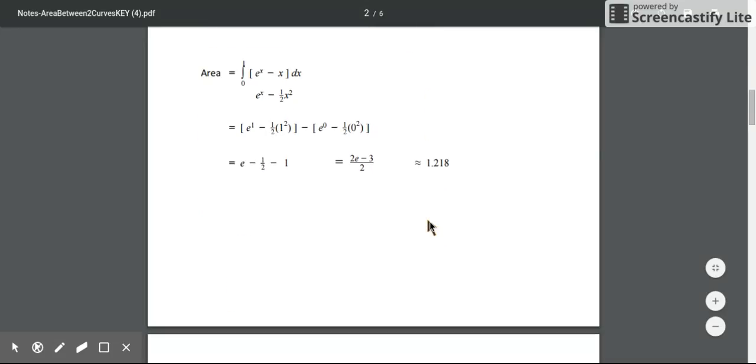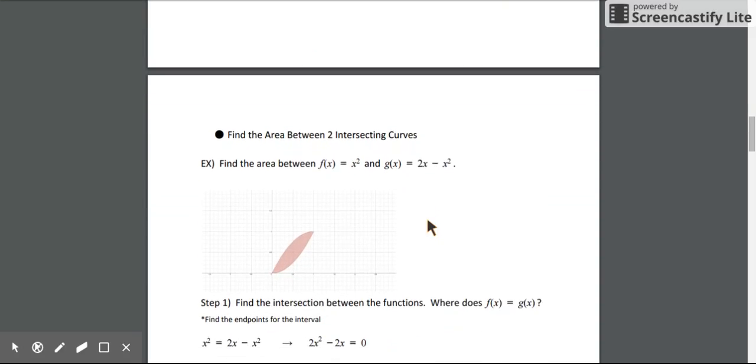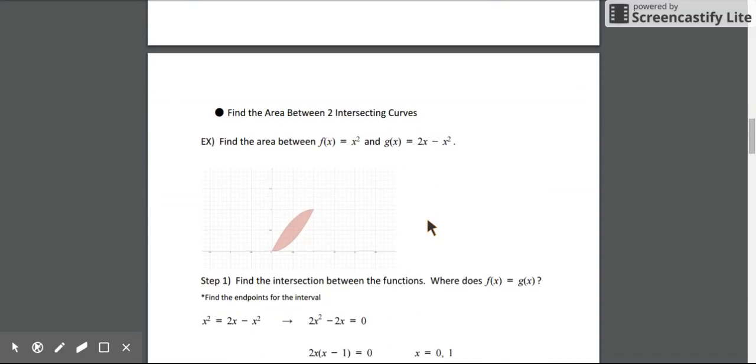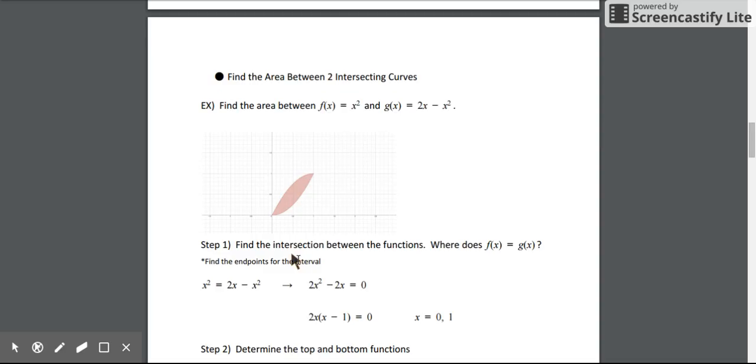Sometimes we're not given those boundaries. So what we need to do is find the intersections between our two graphs, or the intersections between two curves. To find the intersection between two functions, we just set our functions equal to each other and solve for x.